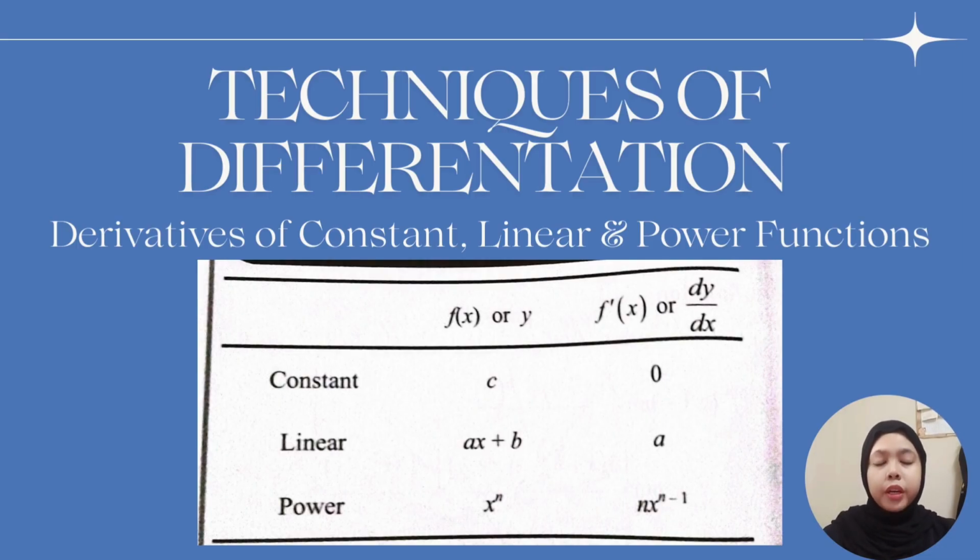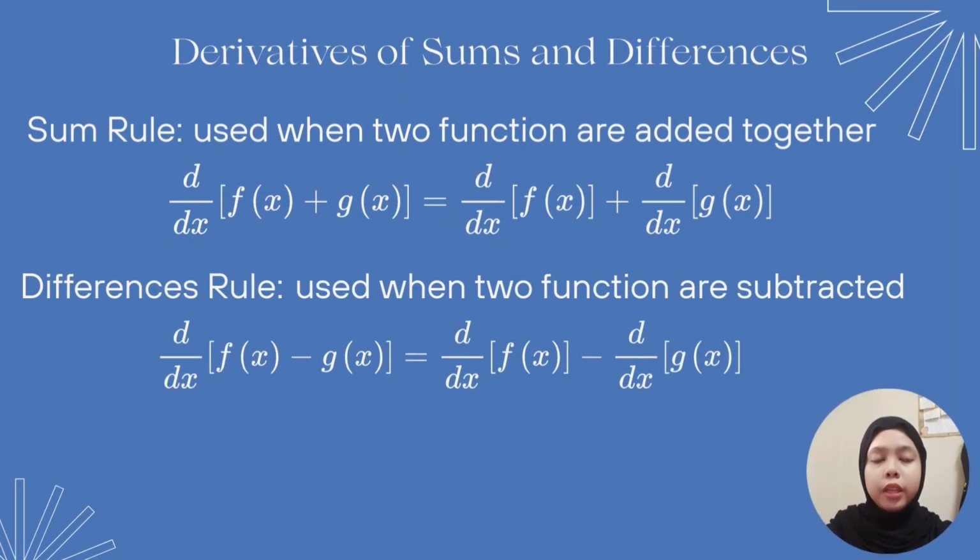For technique 1, derivative of constant, linear, and power functions. So this is the formula of the technique. Second technique is derivative of sums and differences. Sum rule is used when two functions are added together. So this is the formula for the sum rule. Second, the difference rule. The difference rule is used when two functions are subtracted. So this is the formula for the difference rule.